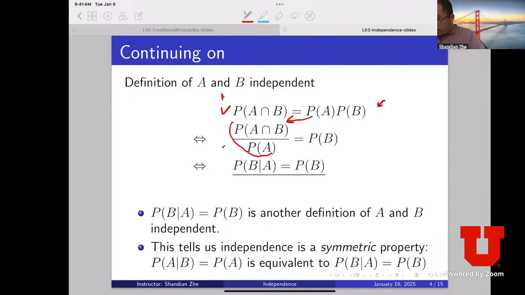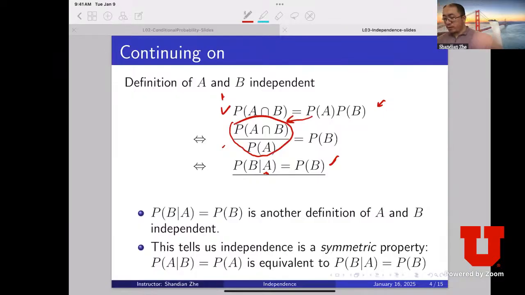Now, if you look at the left-hand side, what's that? It's another conditional probability, the conditional probability of B given A. Remember the definition of conditional probability: the conditioning part is the one in the denominator. So this is the conditional probability of B given A. And we actually get a new relationship: the conditional probability of B given A is the same as the marginal probability of B.